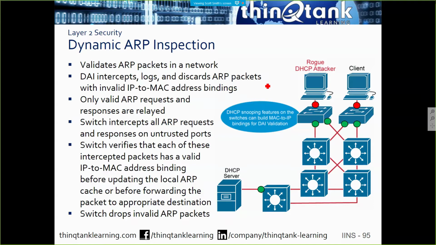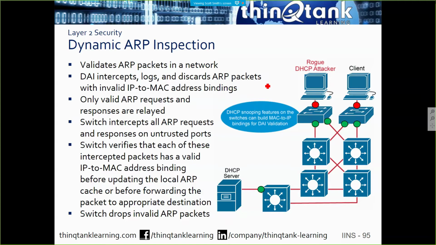You might ask yourself, well, how does the switch know what's valid? Dynamic ARP inspection works in conjunction with DHCP snooping. In fact, you can't configure dynamic ARP inspection unless you have DHCP snooping configured as well. Here's how it works.